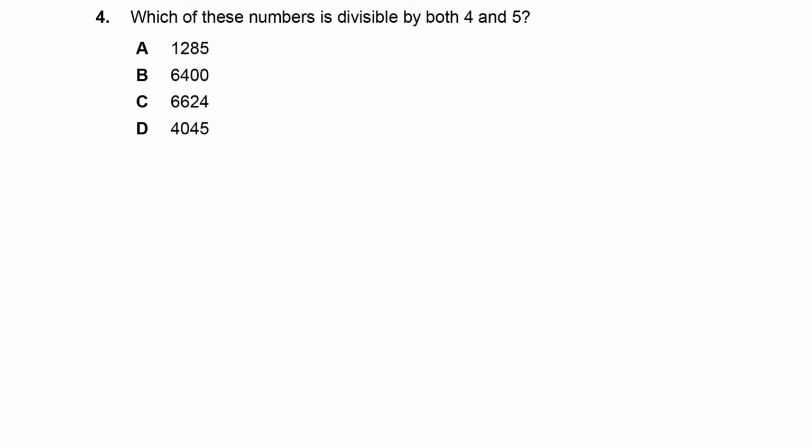Which of these numbers is divisible by both 4 and 5? Well, the 5s are going to be easy to pick out because they end in 5. And by definition, we know that the 4s won't apply because nothing times 4 gives you a 5. We know that 64 is ending in a 0, so that will also have a 5.